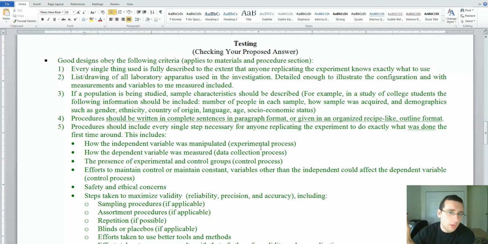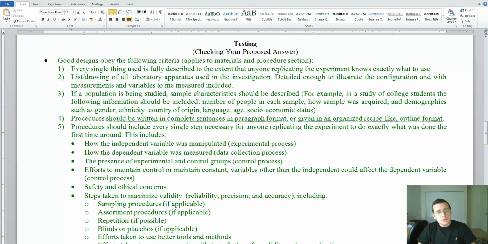So if you use some sort of apparatus or device, it's important for you to include a description of that device, instructions on how to use it, and the configuration of your lab setup. It's also important that you tell me all the parts, tools and utensils that were used. And if you did this on people, it's important to describe the population that you used. Let's say you did a psychological study, for example. I want to know the number of people in each sample, how the sample was acquired, and the demographics, which include gender, ethnicity, country of origin, language, socioeconomic status, and the age of the group. I need to know the composition of the people who were involved in the study.